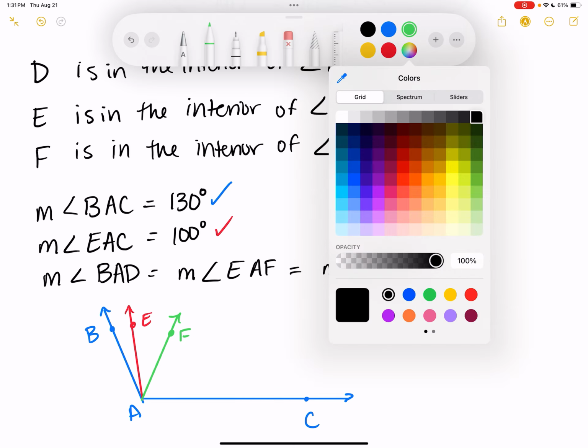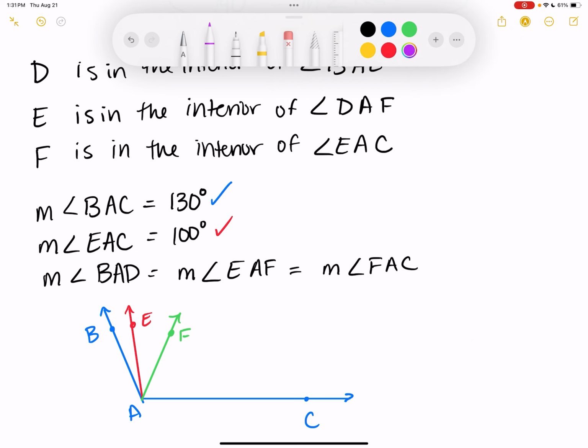So D is somewhere in here. Now, I know that BAD is supposed to be equal to EAF, and that's equal to FAC. So, I probably don't have a super accurate picture right now. But it's close.